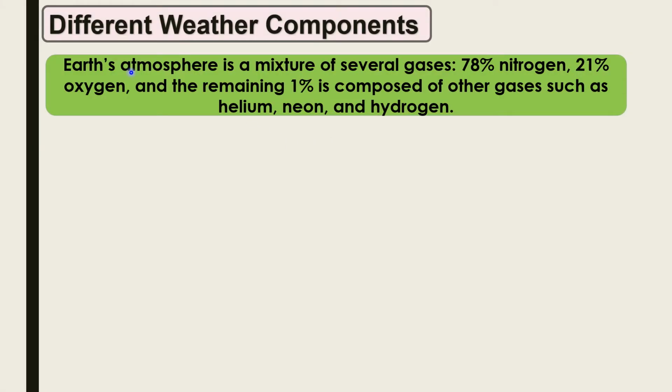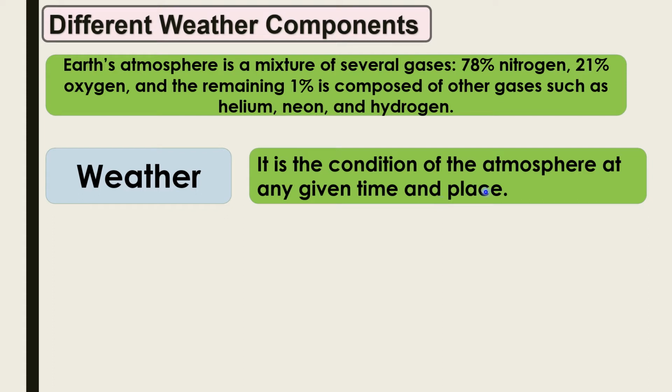In the different weather components, the atmosphere is a mixture of several gases: 78% nitrogen, 21% oxygen, and the remaining 1% is composed of other gases. Weather is the condition of the atmosphere at any given time and place. Weather forecasters use certain instruments to measure and record each weather component, and show the data on the weather chart.